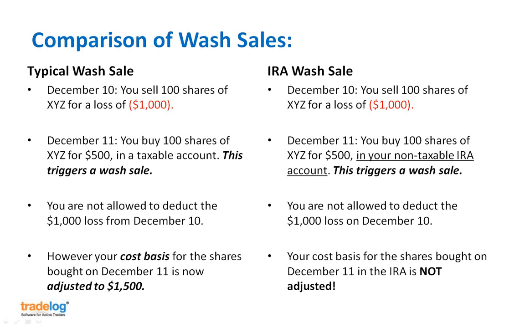Well, essentially, it's gone. It's permanently disallowed. And this is why we say that the IRS rules for wash sales in an IRA account are very painful. They always have harsh consequences because they permanently disallow the loss. You're not going to capture this $1,000 loss later when you sell those replacement shares. It's gone. And so this can be a real problem.